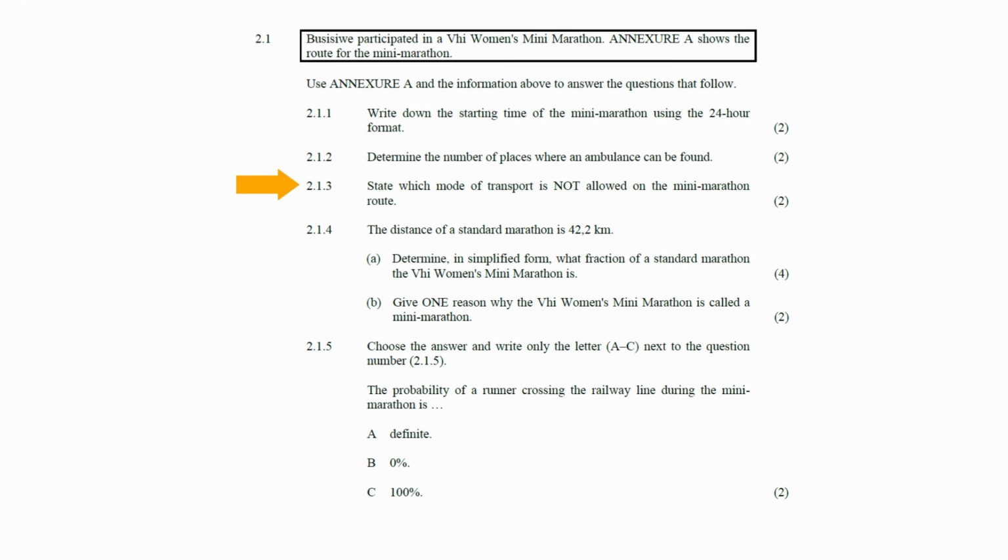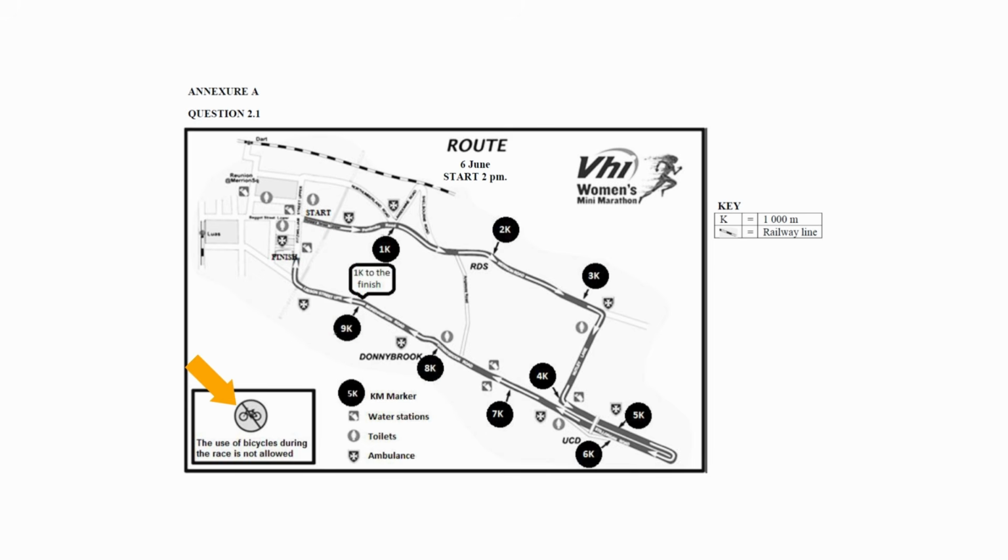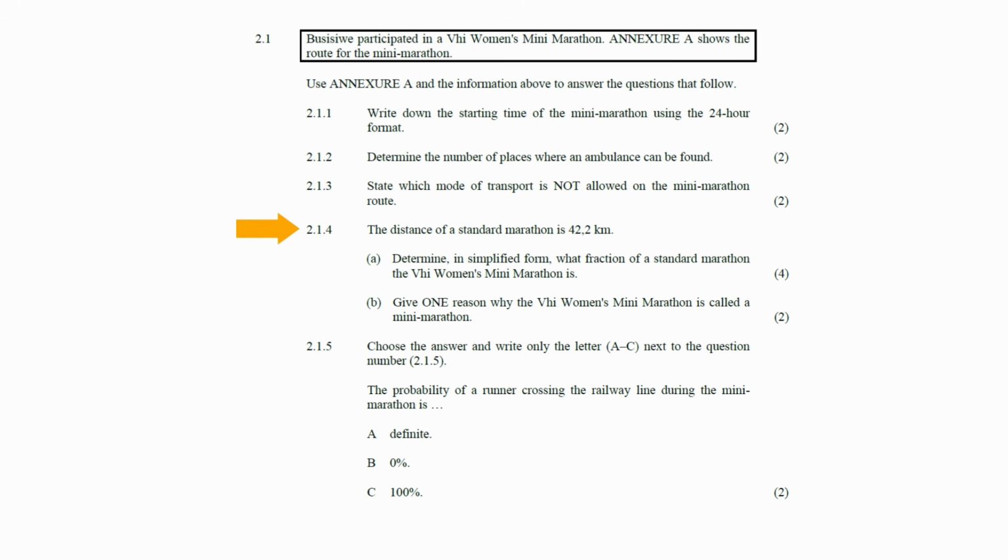In question 2.1.3, you have to state the mode of transport that is not allowed on the mini marathon route. It clearly states here that the use of bicycles during the race is not allowed. So, bicycles. In question 2.1.4, it is stated that the distance of a standard marathon is 42.2 kilometers.